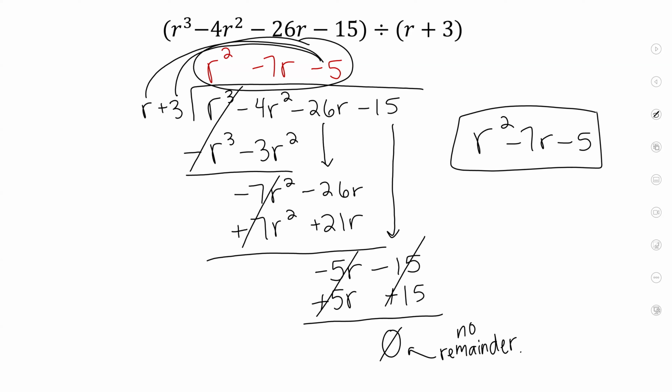Okay, do you guys remember back from elementary school, how do you check your answer? Multiply. Exactly, you multiply. So guys, my answer was R squared minus 7R minus 5. If you multiply it by R plus 3, go ahead and multiply it. You should get, let me highlight it for you. Once you multiply this out, you should get this part. If you don't get that, that means we did it wrong.